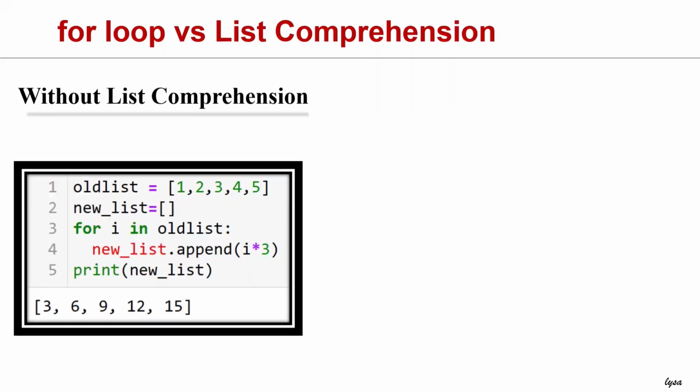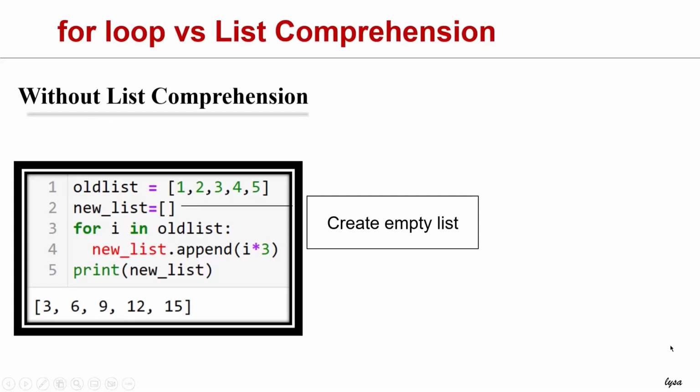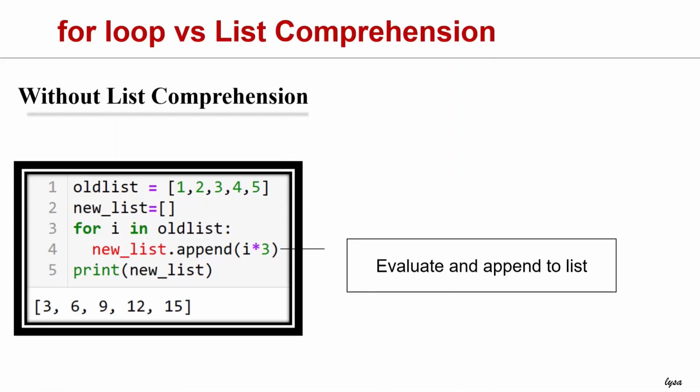Let's see the difference between using a list comprehension and what happens when we do not use list comprehension. The problem statement is to multiply every item of the list with the value 3 and create the new list. So the old list is from 1 to 5. First, we initialize a new list, which is empty. And then we take item by item from the old list, multiply it with 3, and then append it to the new list. That is, create empty list, evaluate, and append to list.